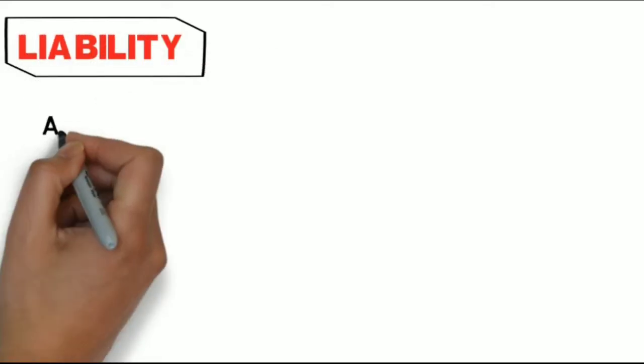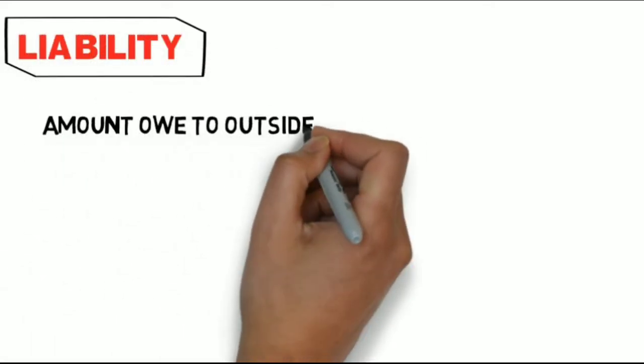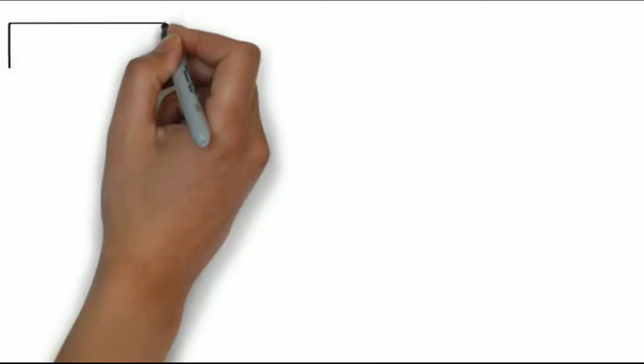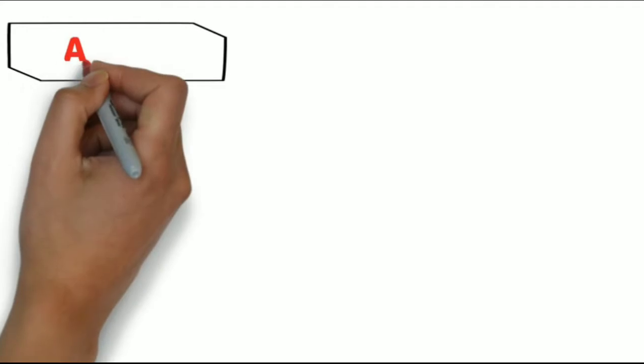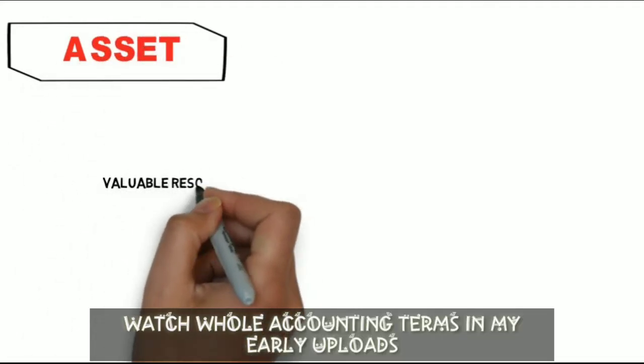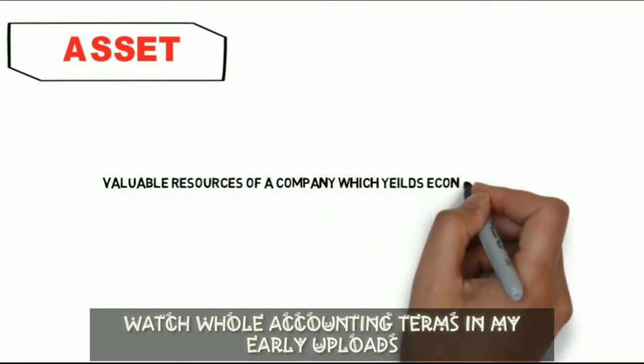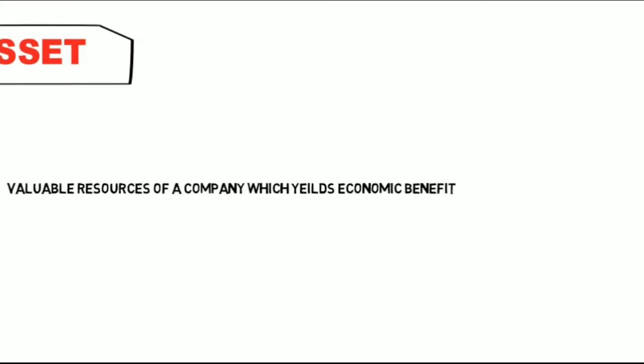Next is liability. Money owed to outsiders or creditors. Example, bank loan. Next, asset. Assets are valuable resources of a company which yield economic benefit to us, like plant and machinery, land, etc.